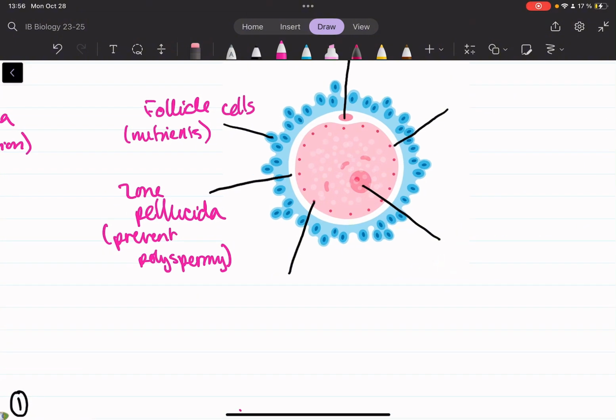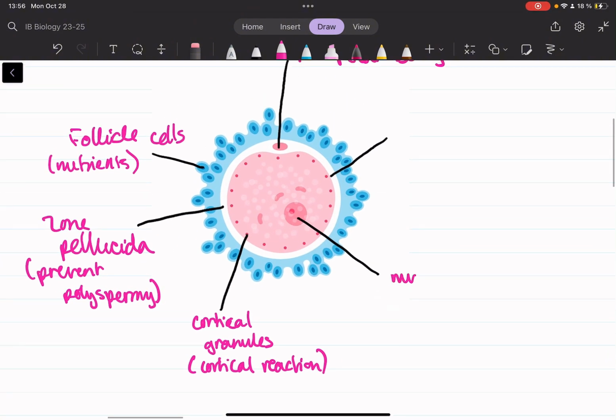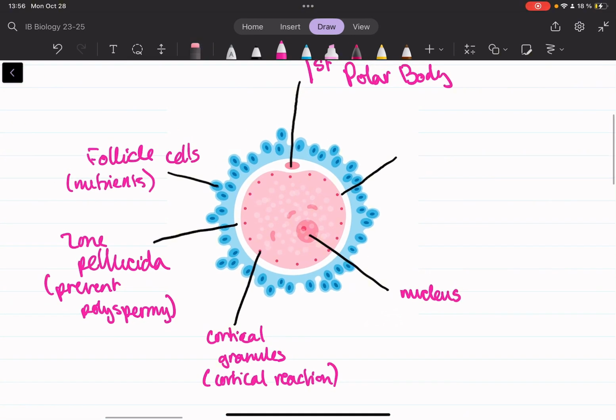Then you've got these little dots, which are called cortical granules, which are involved in the cortical reaction, which I will explain what that is later. Then you've got the nucleus over here, which again contains the DNA and the chromosomes. And then we've got the cell membrane, which serves as any other cell membrane.